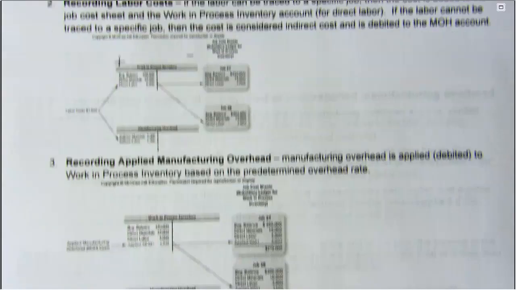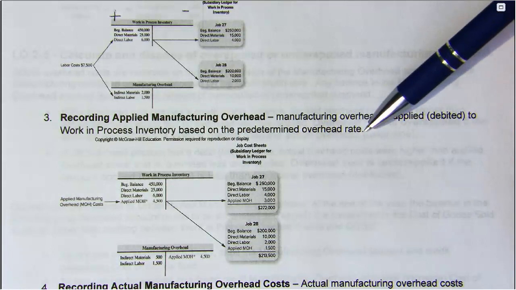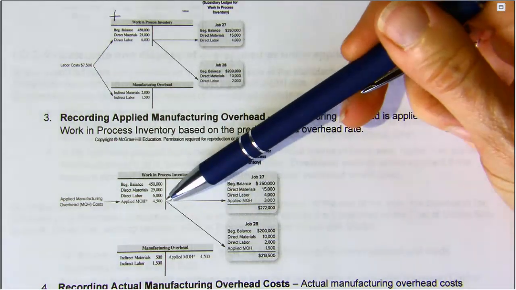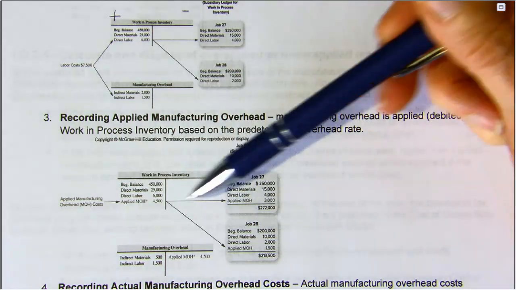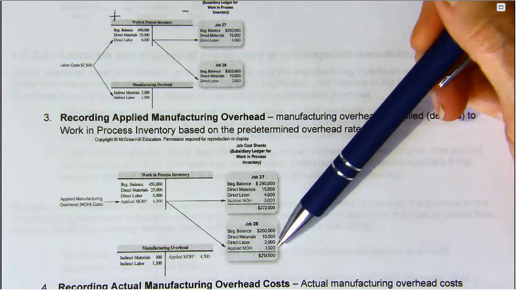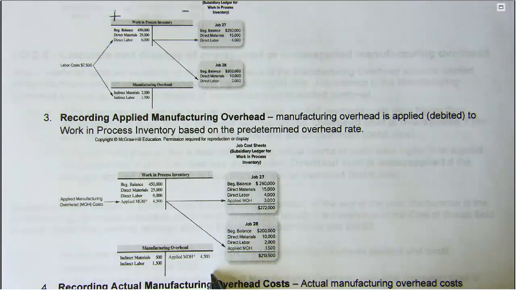How about applying that overhead? Manufacturing overhead is applied or debited to the work in process inventory account based on the predetermined overhead rate times the actual usage of the allocation base or cost driver. And there we go, 4,500 in total. It's split between 3,000 to job 27 and 1,500 to job 28. And we credit to remove that from the manufacturing overhead account.